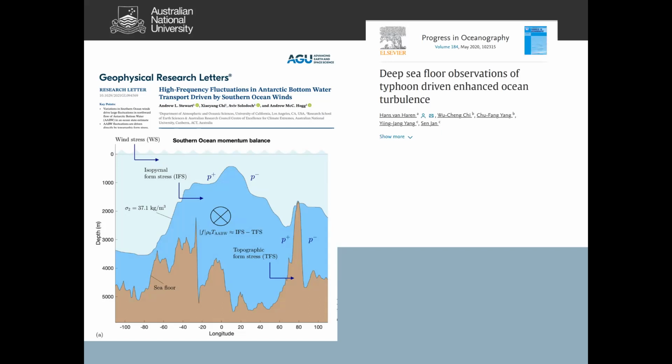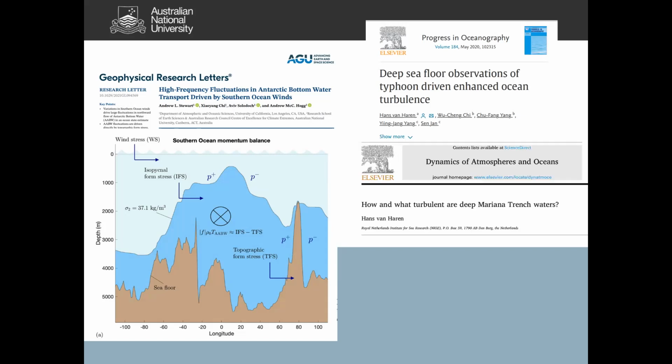And as another motivation, there's been some observational studies, where Hans van Haren has seen intensified mixing at the bottom of the ocean, quite deep, after a storm has passed across the surface. So this isn't waves propagating from the surface down, this is near instantaneous intensified mixing at the bottom. And yeah, he wasn't really sure what caused this.